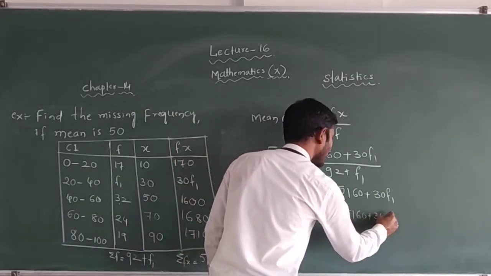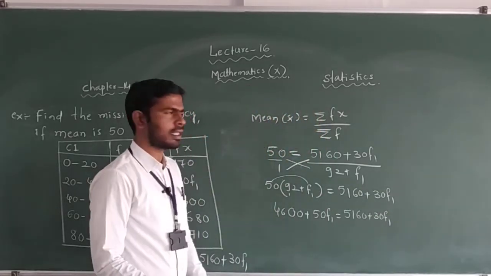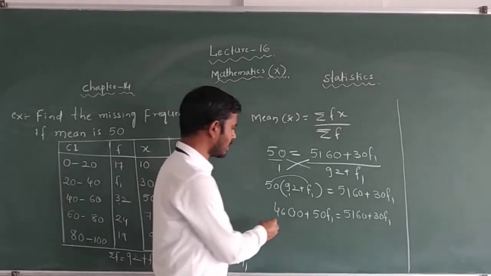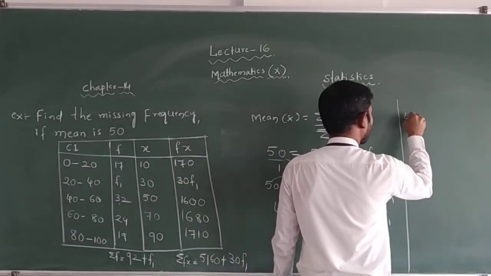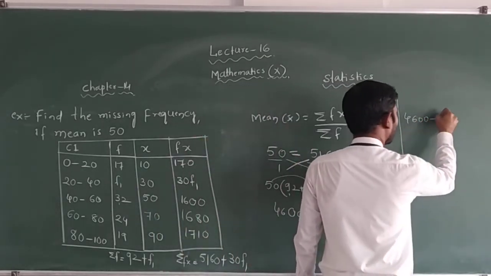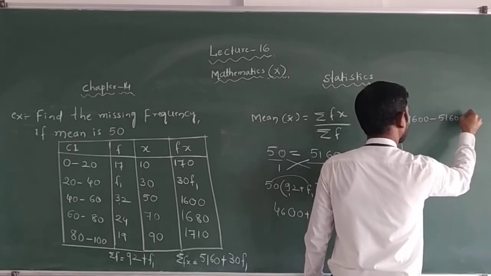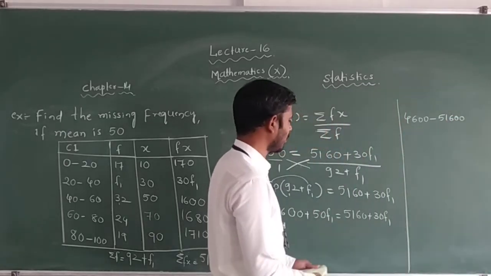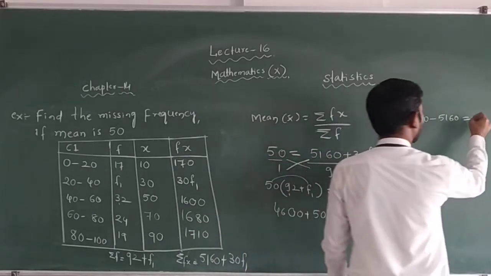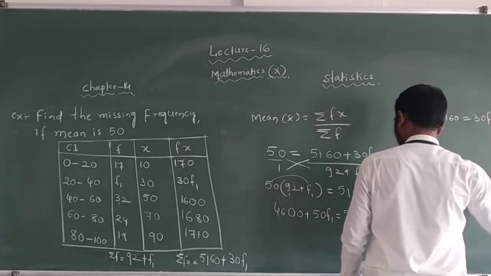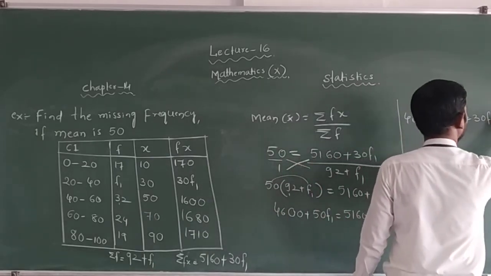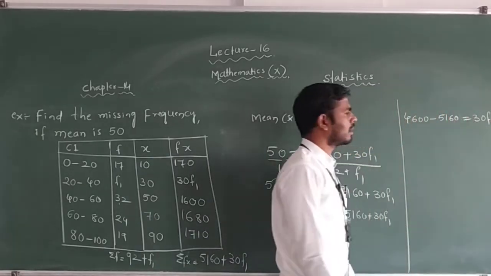Next is 5160 plus 30 f1. Next step, you have to bring the like terms to one side, like terms one side. So next step is 4600 minus 5160, equal to 30 f1 plus 50 f1, which will become minus 50 f1. Next you have to subtract.